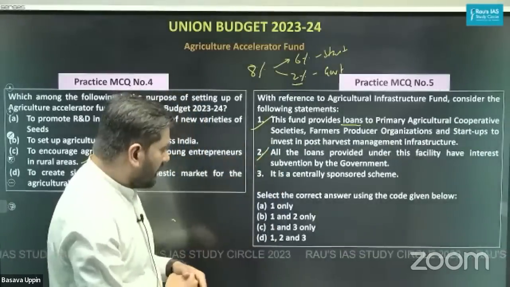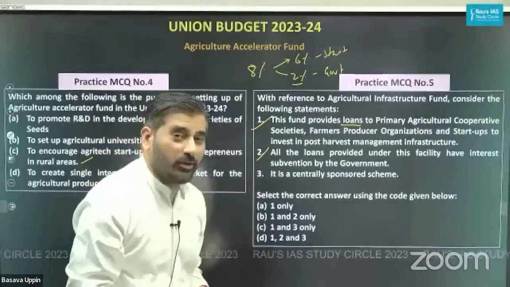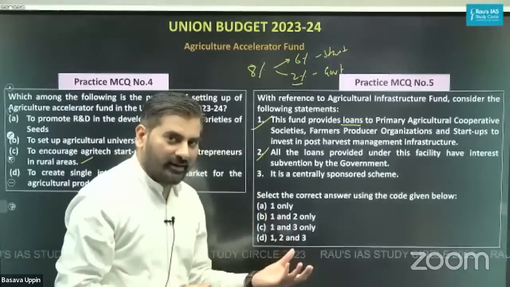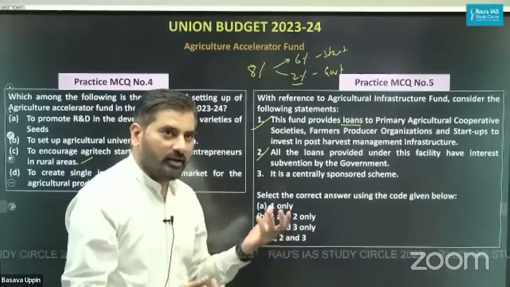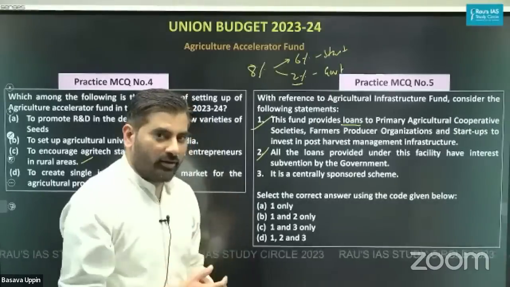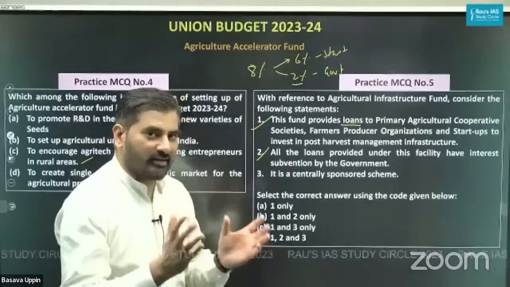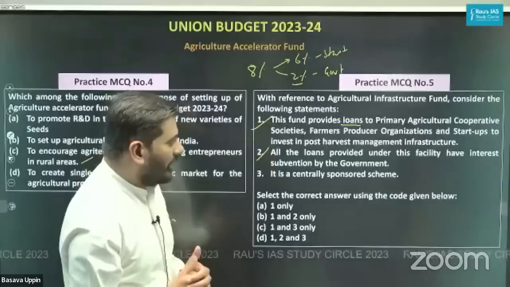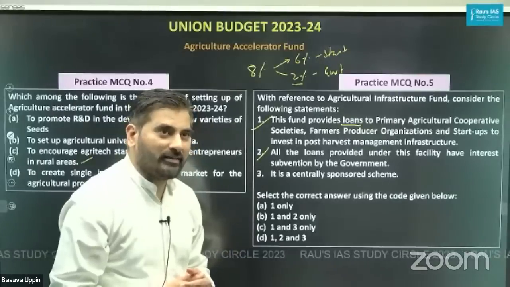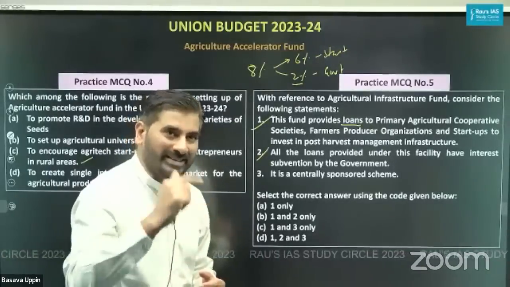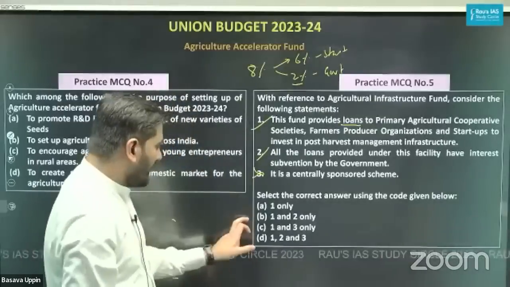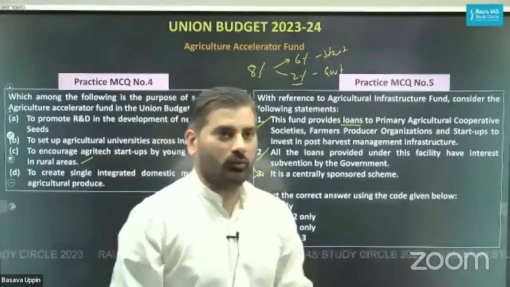Look at the third component. It says it is a centrally sponsored scheme. I hope all of you know the difference between central sector scheme and centrally sponsored scheme. Central sector scheme is 100% financed by the center. Centrally sponsored schemes are financed by center and states in certain proportion. Agriculture Infrastructure Fund is a central sector scheme, which means 100% financed by whom? By the central government. So the third statement given here is incorrect. So the right answer is 1 and 2.